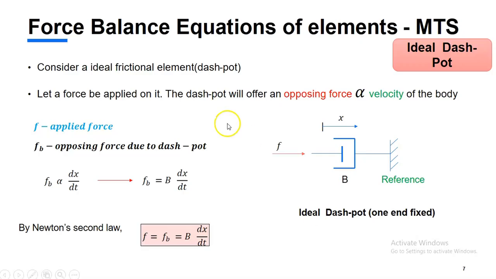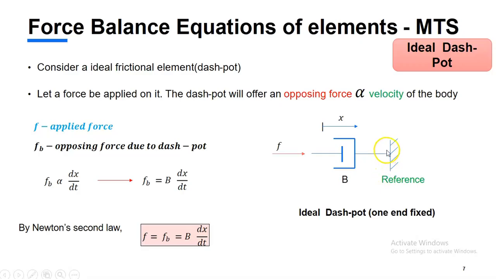Let us consider the second element, the dash pot. This is a symbol of the dash pot. What is basically a dash pot is a piston moving inside a cylinder which is filled with viscous fluid. Whenever you apply force to this dash pot, it will offer an opposing force, which we will call Fb, which is directly proportional to velocity. It is dx by dt, and the proportionality constant is b. By Newton's second law, applied force is equal to opposing force, b into dx by dt.